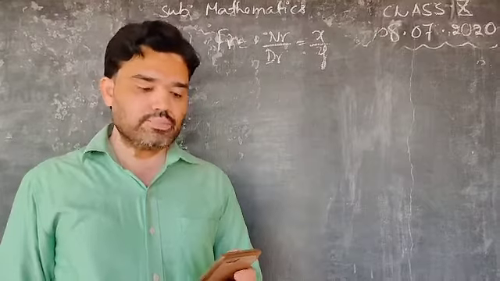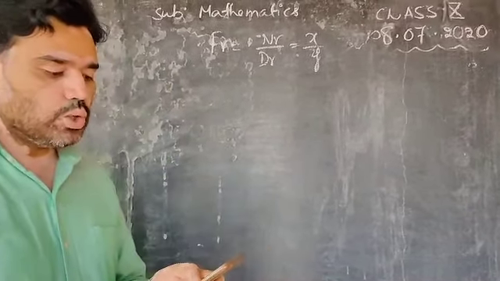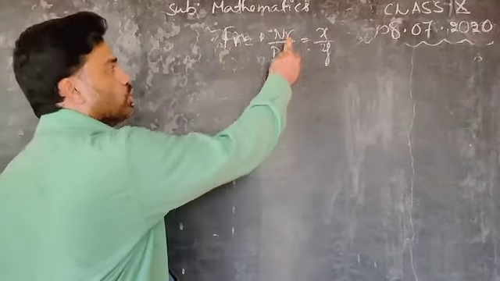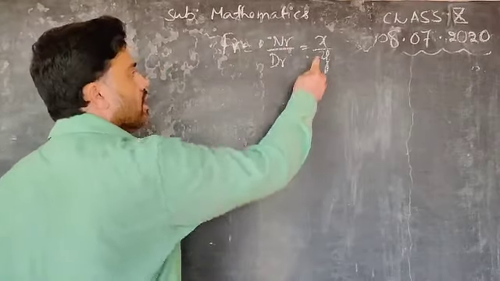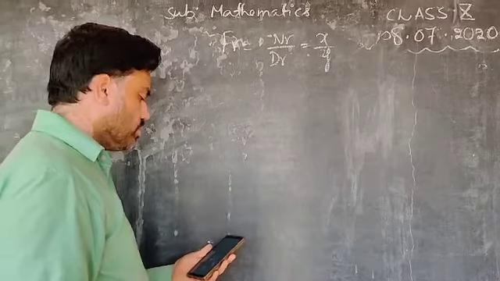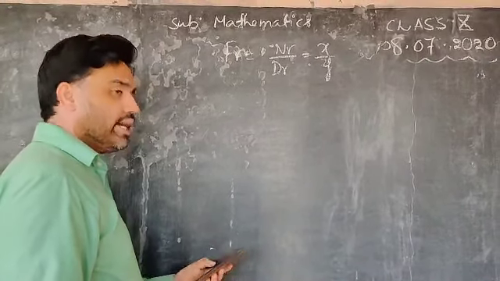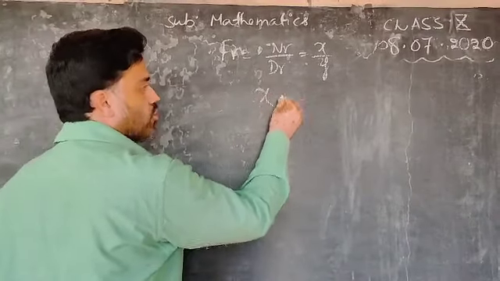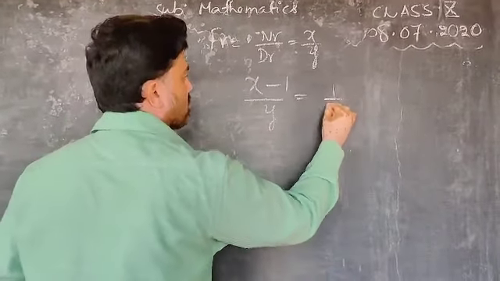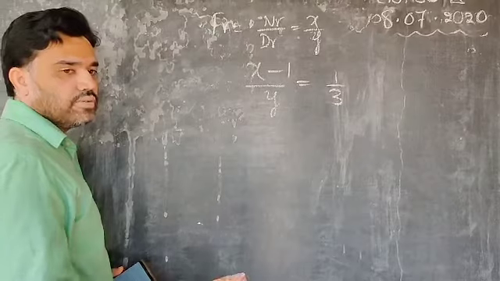A fraction becomes 1 by 3 when 1 is subtracted from the numerator. Okay, so now fraction is equal to numerator by denominator, and let us assume numerator x, denominator y. So now what we have to do: 1 is subtracted from the numerator, means the numerator is x, 1 is subtracted, there is no change in the denominator, but the fraction becomes 1 by 3 after expressing in the simplest form, means after cancellation.